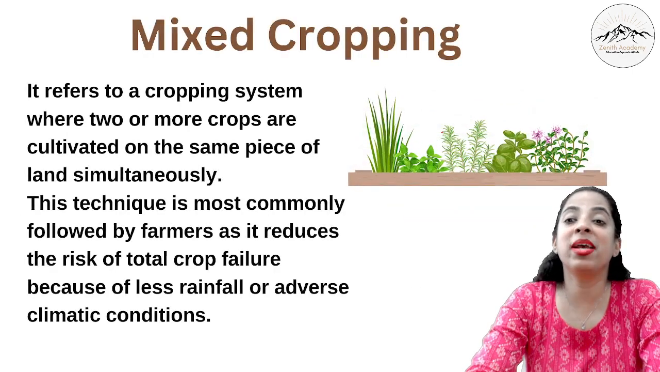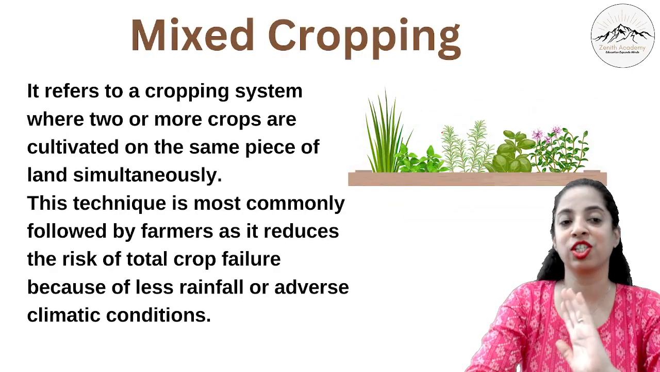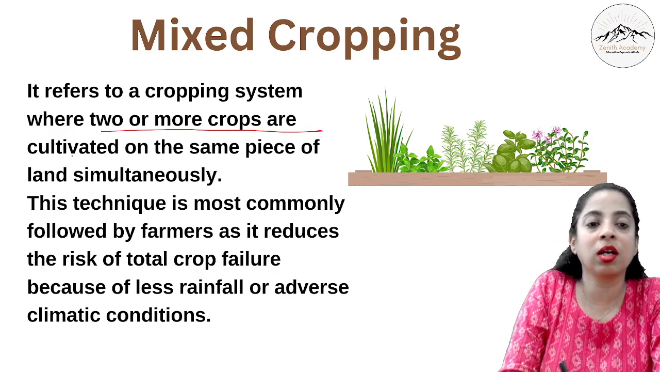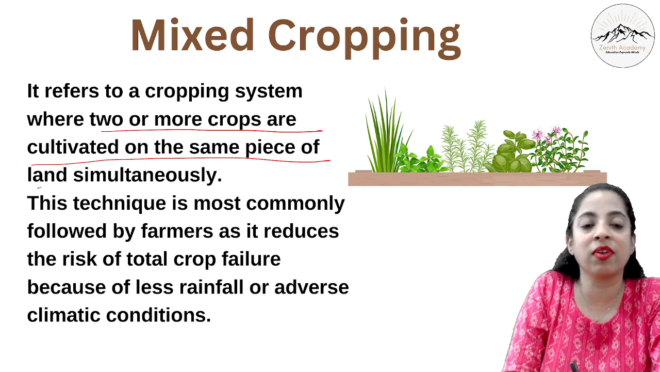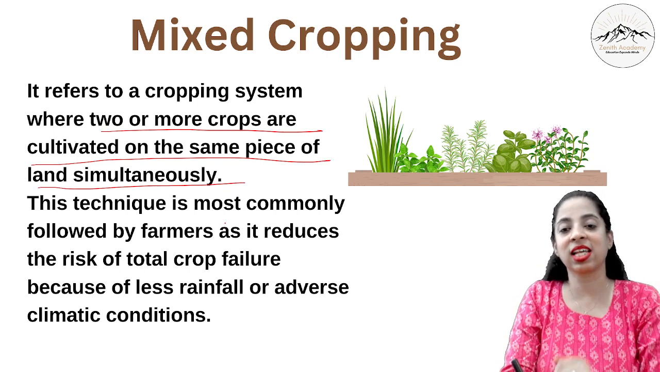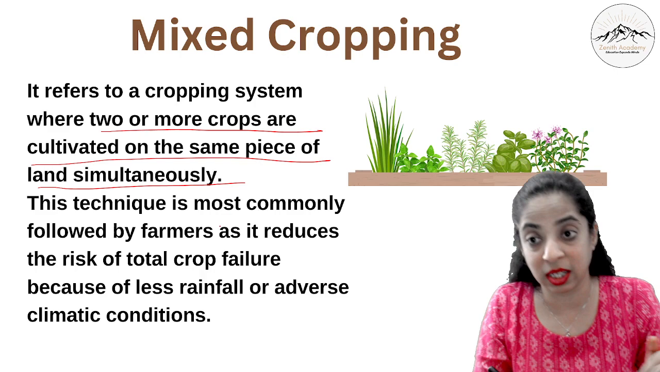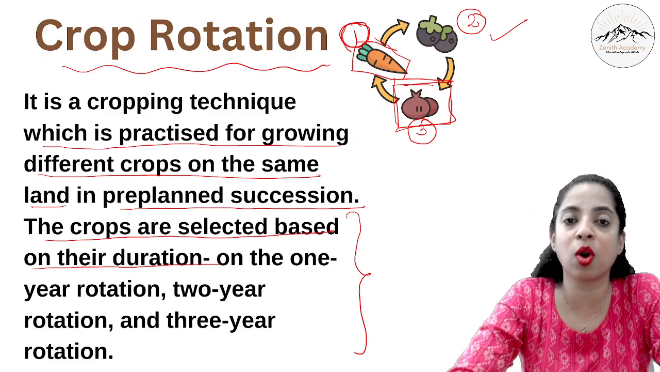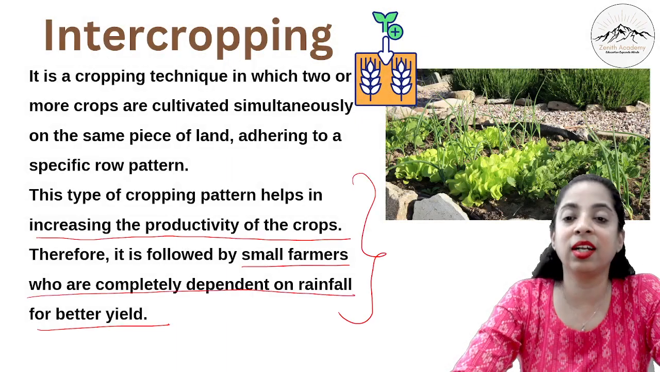Now comes mixed cropping. As the picture suggests, it refers to a cropping system where two or more crops are cultivated on the same piece of land simultaneously. एक साथ दो या दो से ज़्यादा क्रॉप उगाए जाते हैं. अब यहाँ बहुत सारे बच्चे कंफ्यूज्ड होते हैं कि what is the difference between mixed cropping and intercropping.